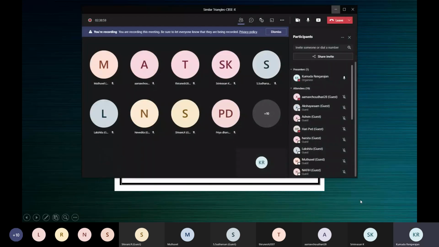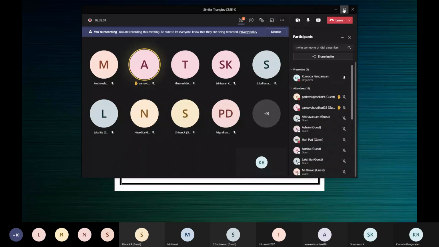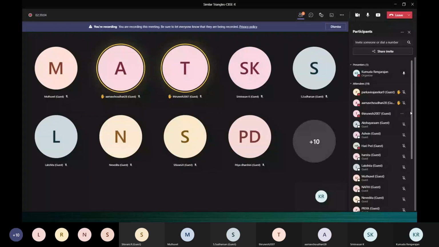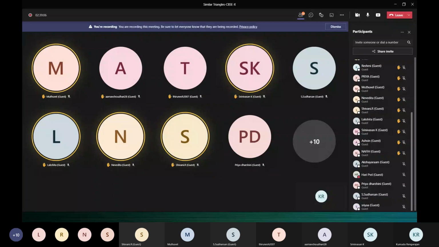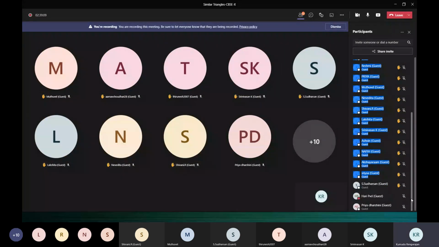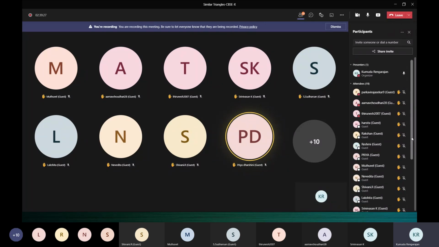Class, use the emoji. Raise your hand. Priyadarshini, Hariharan, Sudarshan, Shriya, Akshayram, Nafi, Ashwin, Srinivasan, Lakshita, Shivani, Nivedita, Muttuvel, Priya, Reshmi, Rakshan, Harshita, Tirunesh, Arnav, Parkavi.